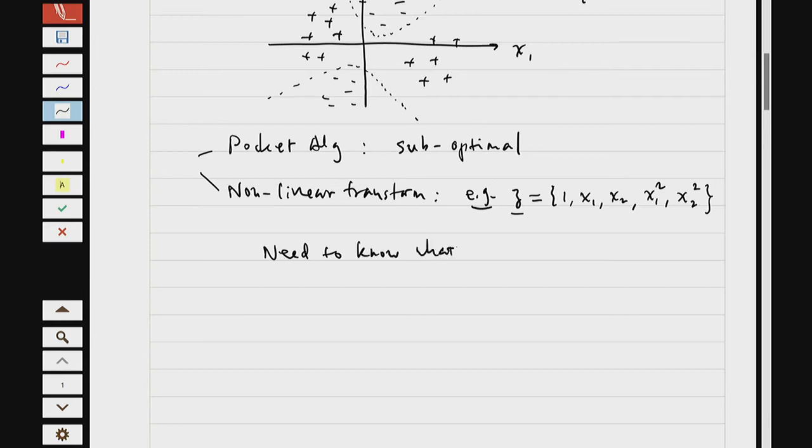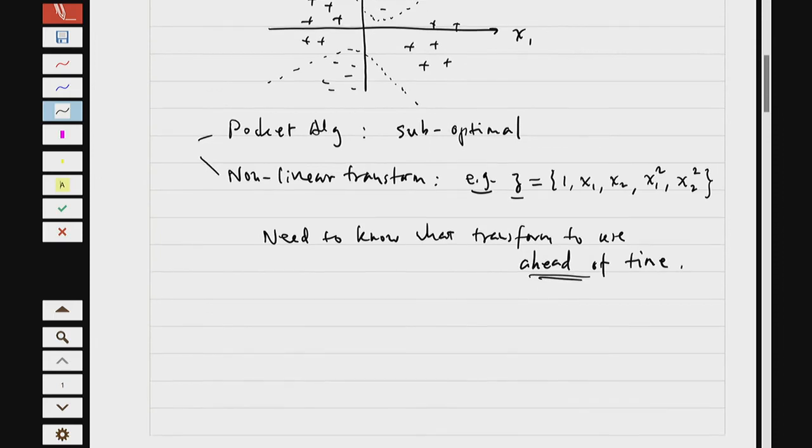I guess what transform to use ahead of time, that's the important point, ahead of time, before you see the data. You already need to know how to transform.